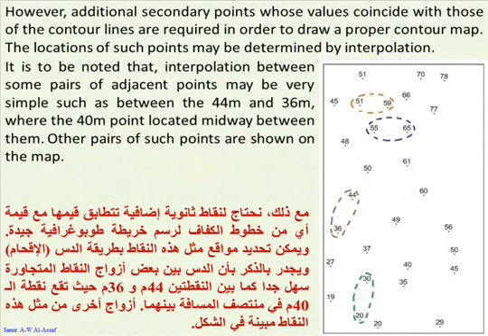However, additional secondary points whose values coincide with those of the contour lines are required in order to draw a proper contour map. The locations of such points may be determined by interpolation. It is to be noted that interpolation between some pairs of adjacent points may be very simple, such as between the 44 meters and 36 meters, where the 40 meters point is located midway between them. Other pairs of such points are shown on the map.